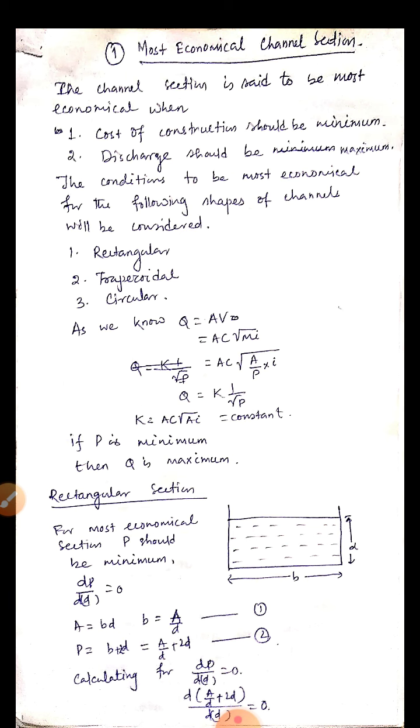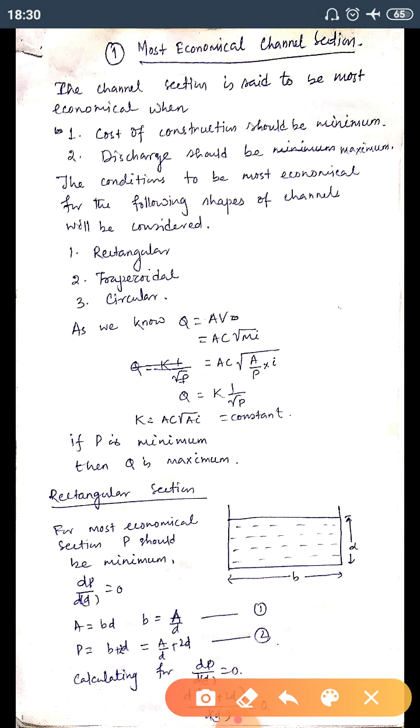As we know, Q is equal to AV, the discharge is equal to area into velocity, and V is equal to C into root of mi, where C is the Chezy constant, and m is equal to A by P, so Q is equal to K into 1 by root of P. If P is minimum, then Q will be maximum. The first channel section we will discuss, the condition for the most economical case, is the rectangular section.